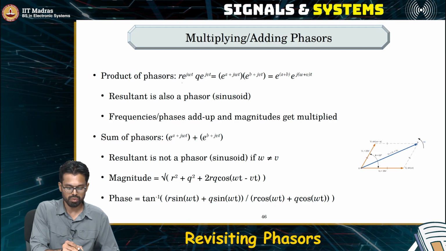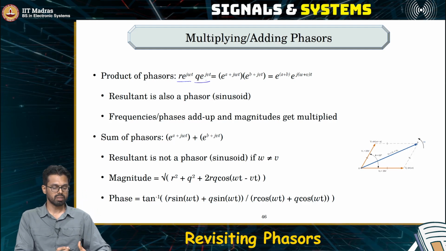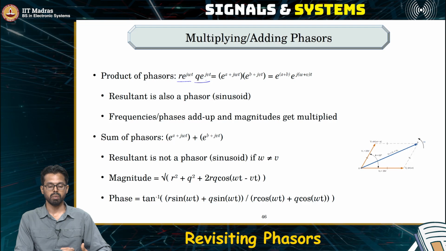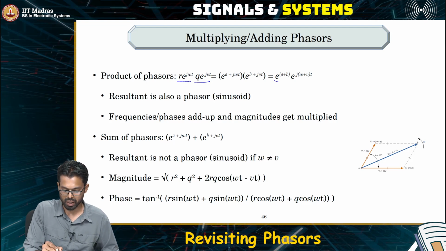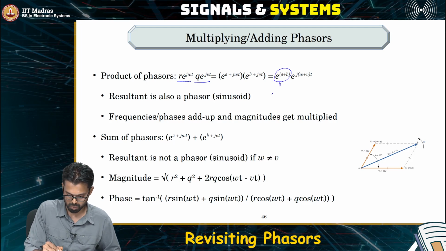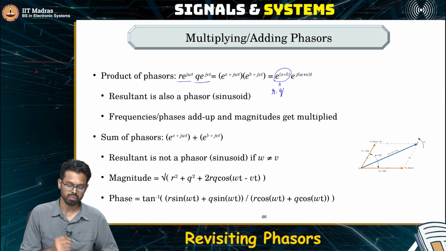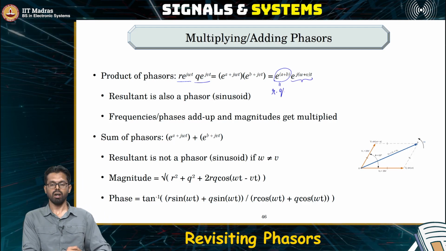If you have two phases and you multiply them, multiplication is very straightforward, as good as multiplying complex numbers, which you already would know. The magnitudes just get multiplied as such, so this is equal to r times q. And what happened to the phases? The phases get added up.